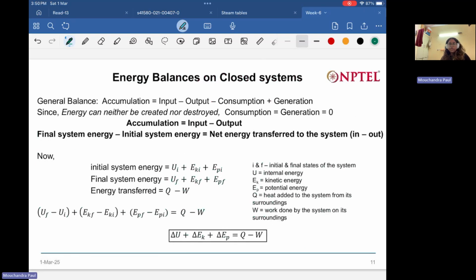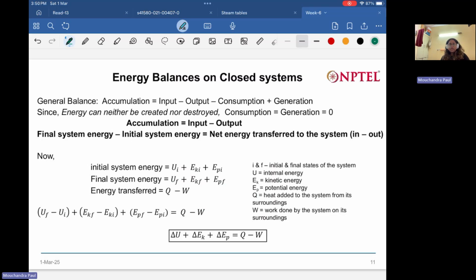So with this topic, we are concluding the material balance chapter for this course. From this slide onwards, we will start our discussion on energy balances. Energy balance can be done on both closed system as well as open system, whereas when we were discussing material balance, we only considered open system.